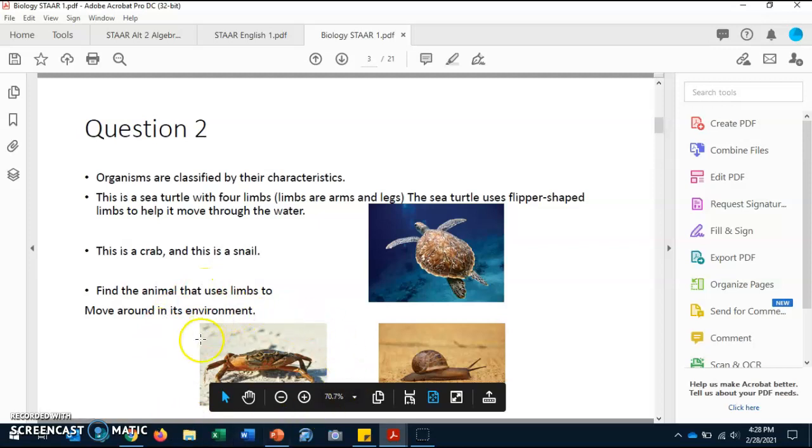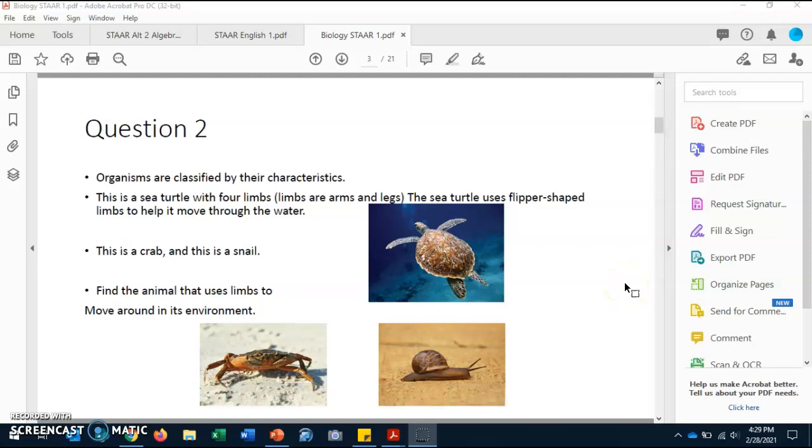Awesome job, boys. You should have circled the first one. This animal uses its limbs to move around in its environment. Awesome job, boys. So now we are done with practicing for STAAR. This is how it's going to be from now on. It's going to be 2 questions from algebra, 2 questions from English, and 2 questions from biology. And we are going to be working on it together. These are practice questions. This is just so you all can get an idea of how STAAR is going to be.